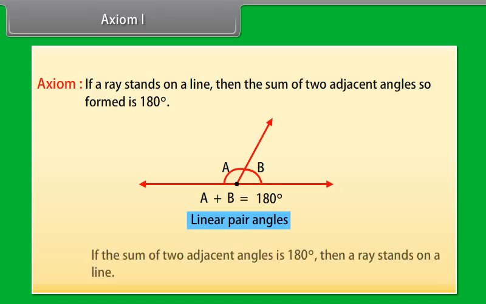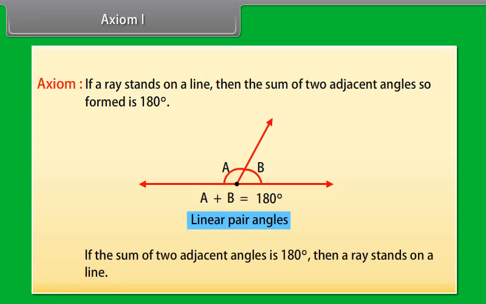So it becomes, if the sum of two adjacent angles is 180 degrees, then a ray stands on a line, that is, the non-common arms form a line. Now we can see here that the axiom and this statement are reverse of each other. Let us now check whether this statement is true or not.